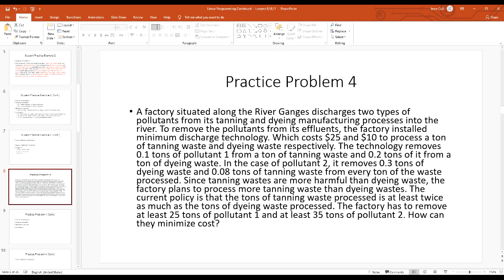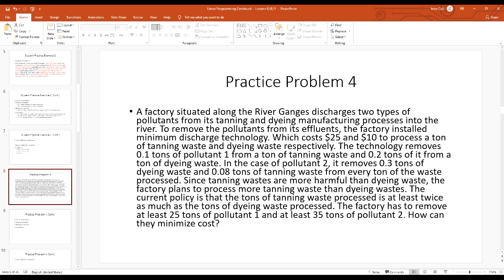A factory situated along the river Ganges discharges 2 types of pollutants from its tanning and dyeing manufacturing processes into the river. To remove pollutants from its effluents or discharge, the factory installed minimum discharge technology. This cost $25 and $10 to process a ton of tanning waste and dyeing waste, respectively. The technology removes 0.1 tons of pollutant 1 from a ton of tanning waste and 0.5 tons of it from a ton of dyeing waste.